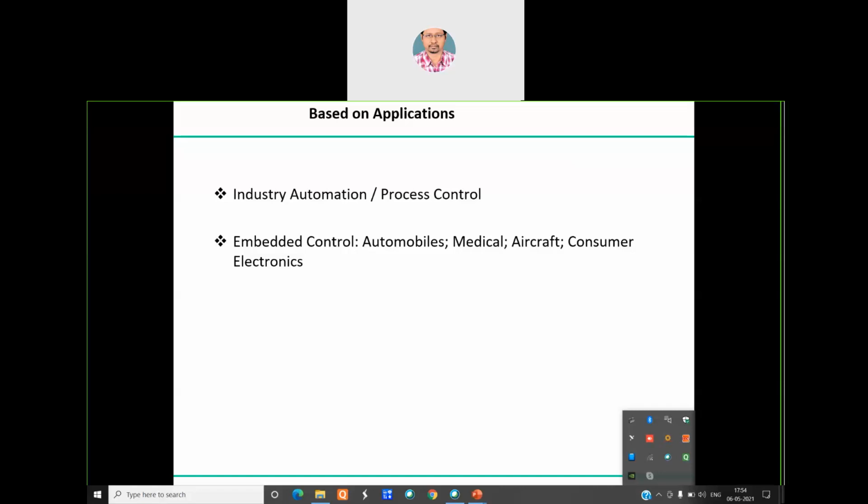So the control mechanism which is used inside the device, that is embedded control, and the device which is manufactured in a plant, that is called the process.